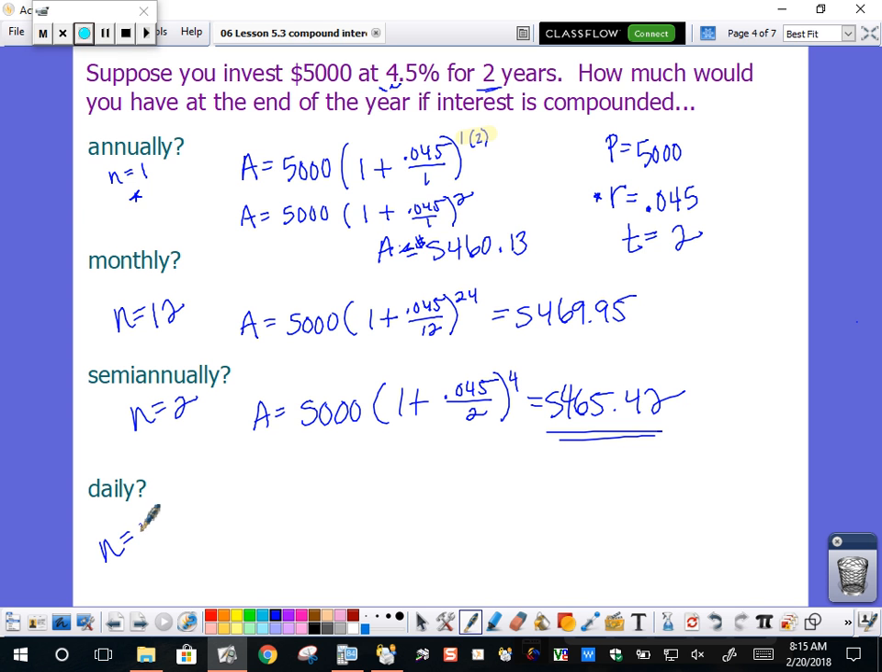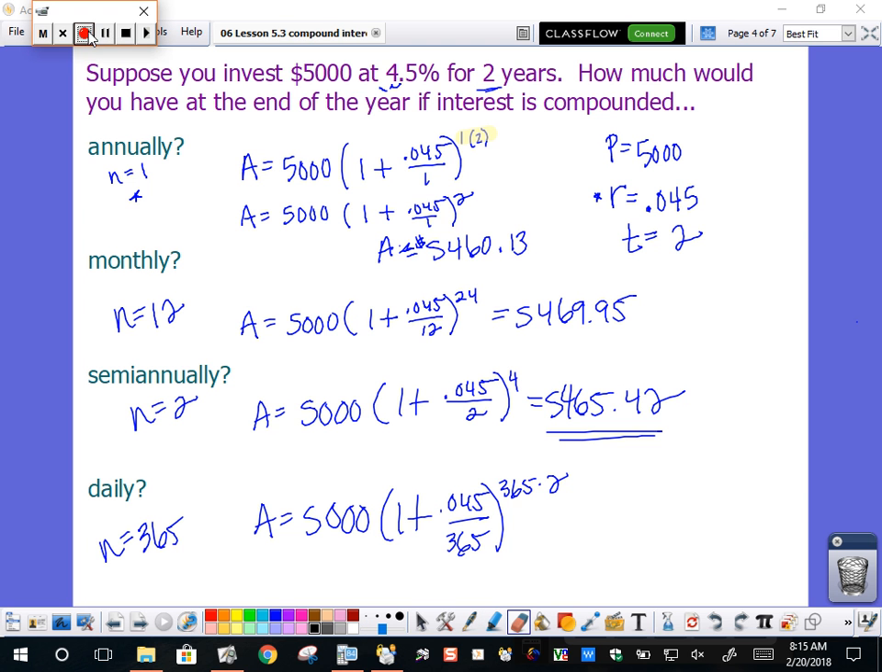For daily, you would do the same thing, only now n is 365, so it's going to be A equals 5,000, parentheses 1 plus 0.045 over 365. The exponent's going to be 365 times 2. So that's 730. Go ahead and try and type that one in your calculator, and then put the answer that you get into the question. Just a second. Here's what you should have gotten.